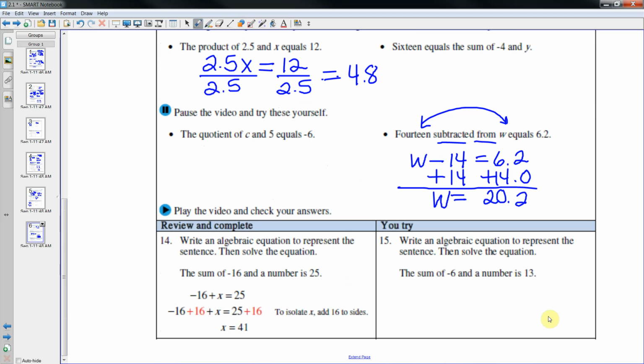So let's do the one at the bottom of the page. The sum of negative 6, so sum means to add. So negative 6 plus a number, I'm going to let it be x. You'll notice that if it doesn't give me a letter to use for a variable, I generally use x. So negative 6 plus x is 13. We need to solve it, so I'm working with the side that has the x. So the opposite of negative 6 is positive 6, so I'm going to add 6 to both sides. So x equals 13 plus 6 is 19.